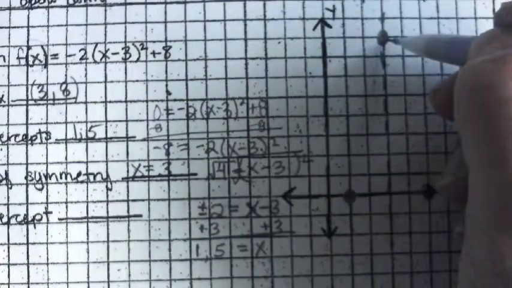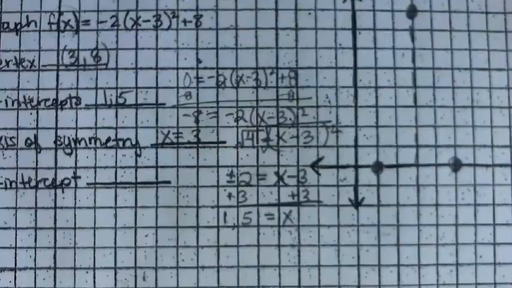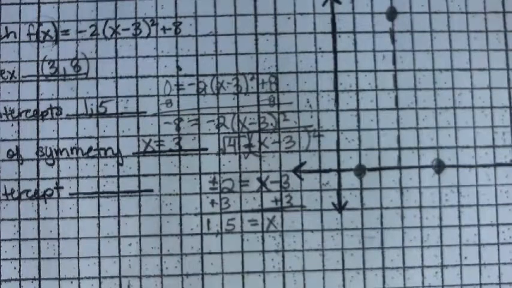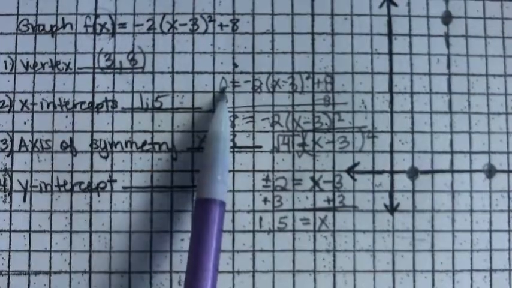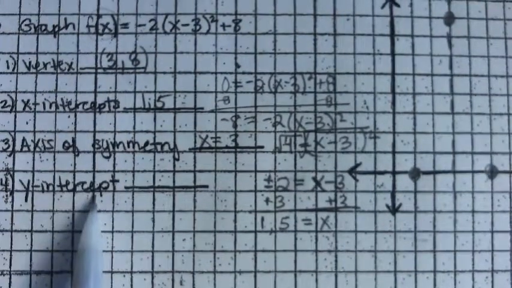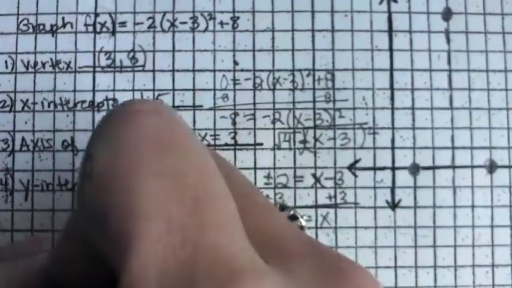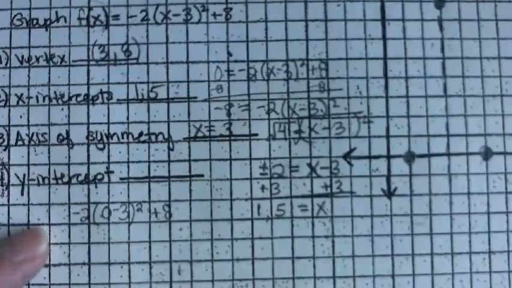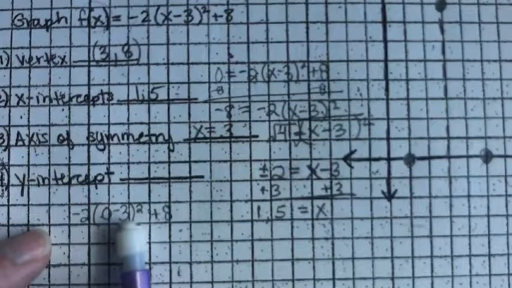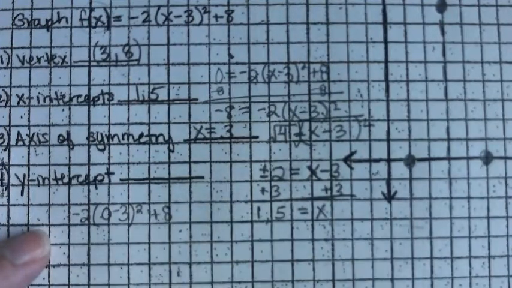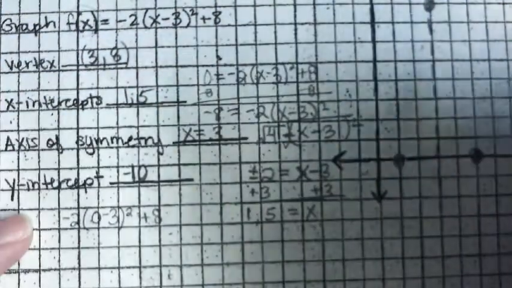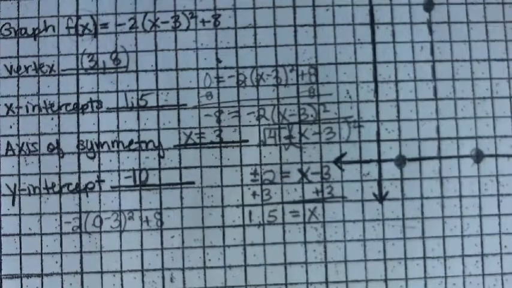And then the next most important point, which will round out your parabola, is the y-intercept. If to find the x-intercept you set y equal to 0, then to find the y-intercept you set x equal to 0. So negative 2 times 0 minus 3 squared plus 8, a little order of operations there. Negative 3 squared is 9, times negative 2 is negative 18, plus 8 is negative 10. Now, the y-intercept, I'm going to write down that it's negative 10, but for obvious reasons, my graph is not big enough. I'm not going to draw this to include negative 10.